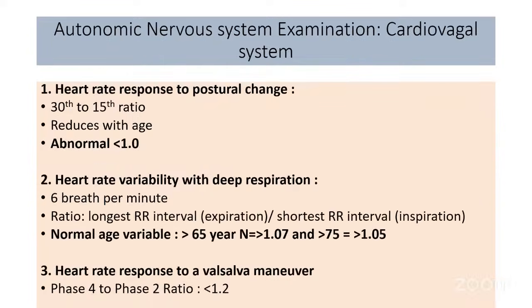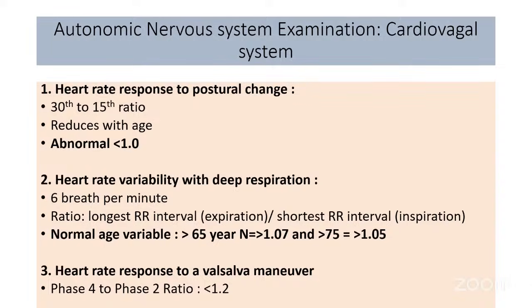The cardiovagal system: heart rate response to postural change. So the 30:15 ratio, which changes when going from sitting to standing. And with deep respiration, there will be a variation. It is the ratio of the longest respiratory rate interval to the shortest, and normally it will be greater than 1.07.